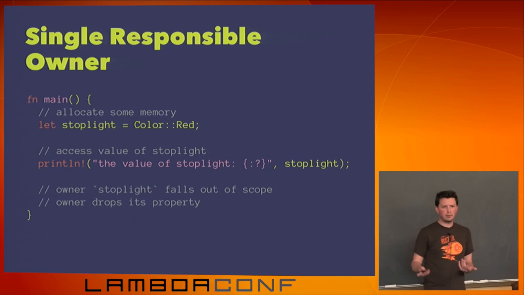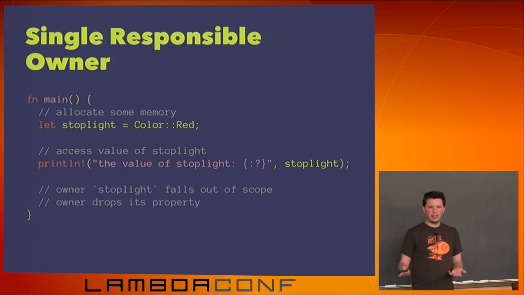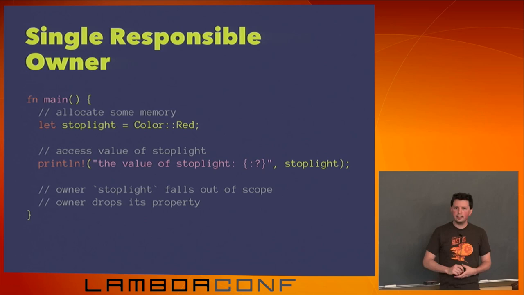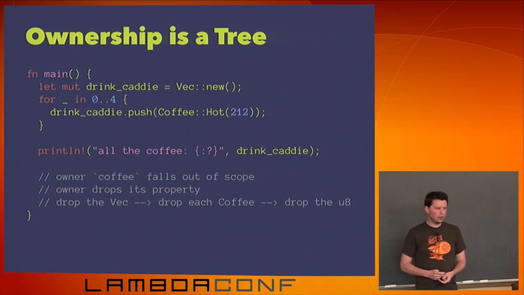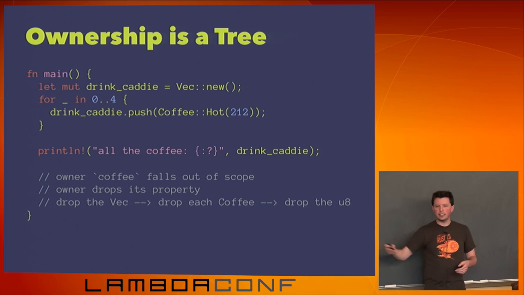In this example, we're going to allocate some memory by initializing a new color enum. We'll access that memory, and then when it falls out of scope, that memory gets cleaned up. This allows us to do safe memory management. What's really neat is that ownership is a tree. Each enum, each struct, each function, each thread owns its own contents, and when it falls out of scope, each thing is recursively freed or dropped.